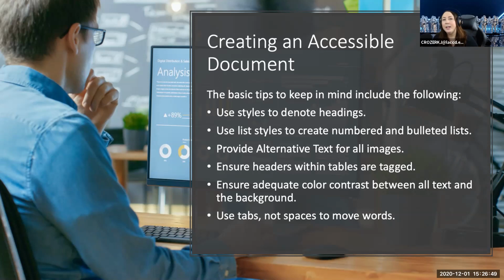You also want to ensure adequate color contrast between all text and the background. Again, for those with visual impairment, low vision, or another setting that makes it difficult for them to see. I mean, as I age, I find it harder too to read things that don't have enough contrast. So that's going to help everyone. And one final tip is to use tabs, not spaces, to move words. Okay.